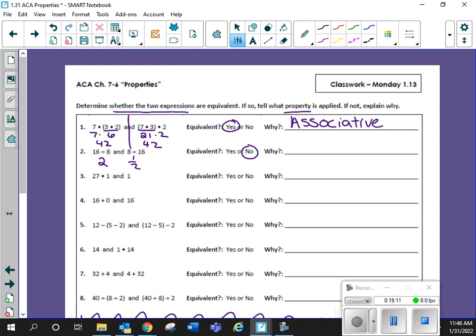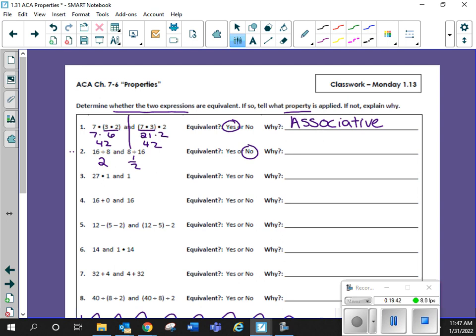Good question. So are those the same thing? Is 2 the same thing as 1/2? No. So is it equivalent? No. What property do you think they're trying to use? Which operation are they trying to use? What did they change? The numbers stayed the same, but what changed in it?